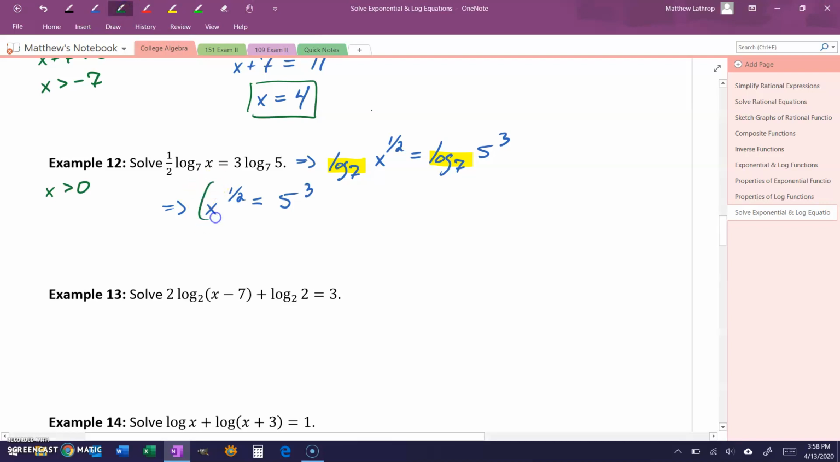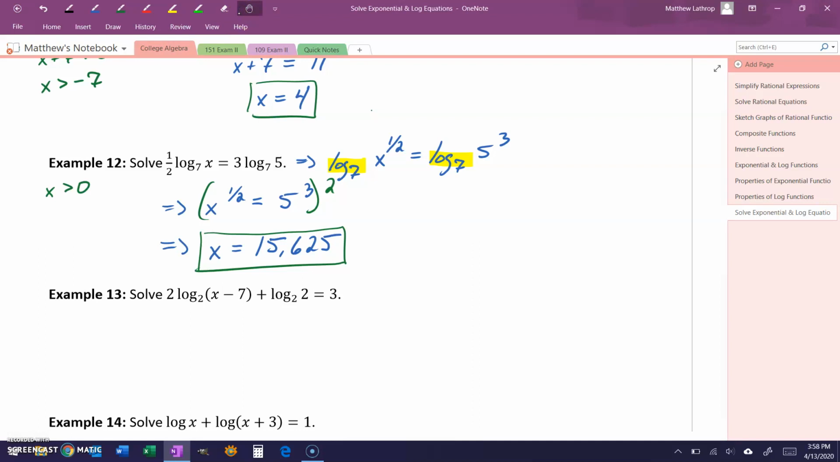In order to solve, we would square both sides, which would leave us with x on the left-hand side, and on the right-hand side, that quantity 5 cubed raised to the 2nd power would be 15,625, which is clearly larger than 0, and a valid solution.